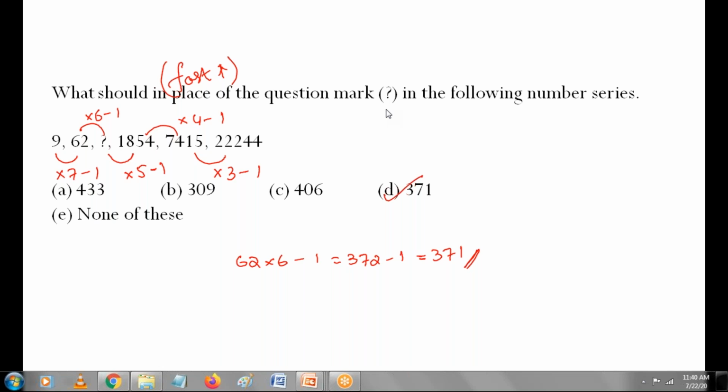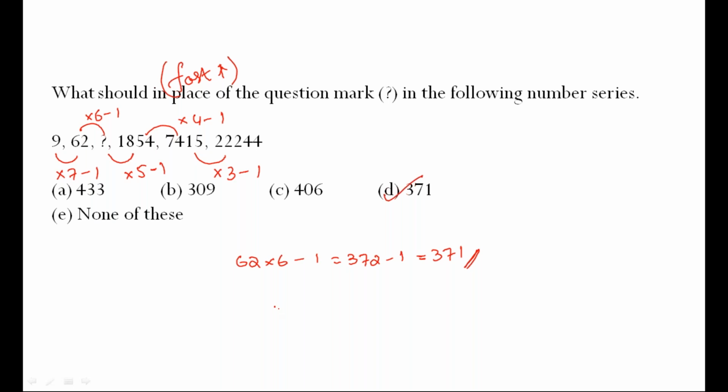Guys, that's what. Don't just stop with the one. You just continue and check. That's what I mentioned in previous questions as well. You just see, 371 into 5 minus 1 will give 1854. Yes, if you do into 5 minus 1, definitely we'll get 1854 as well, right? Now let's go for the next one, my dear friend.